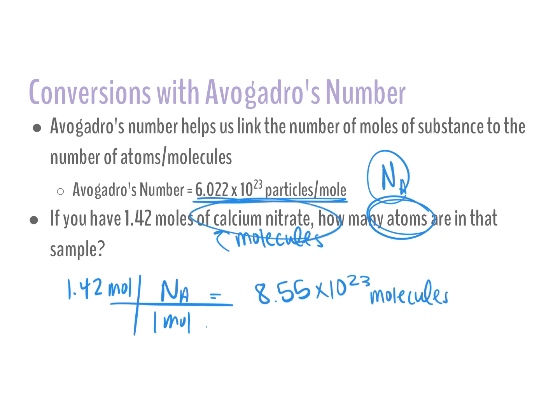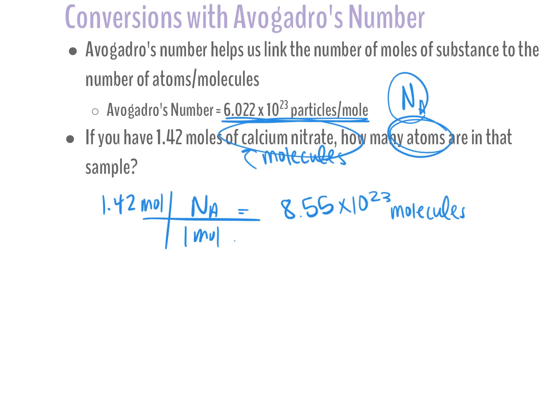So build calcium nitrate's formula for me and figure out what calcium nitrate's formula is. Calcium and nitrate. If I'm going to build that formula, I would end up with Ca(NO3)2. It's asking for how many total atoms are in that sample. Not how many molecules of my compound there are, but how many total atoms are in the sample.